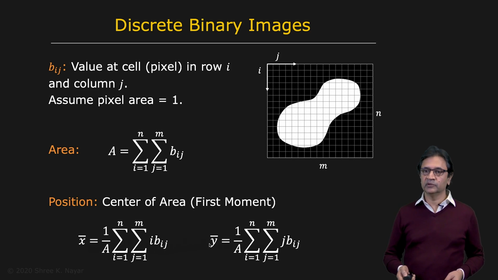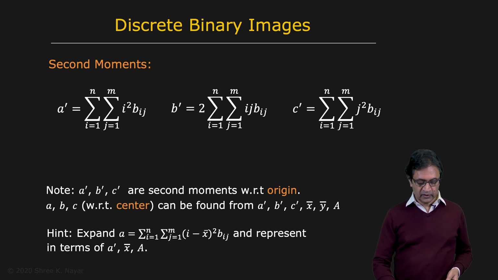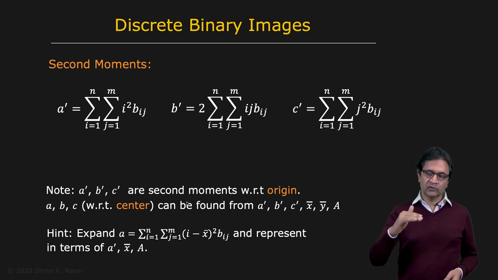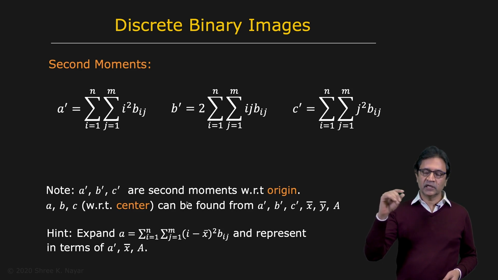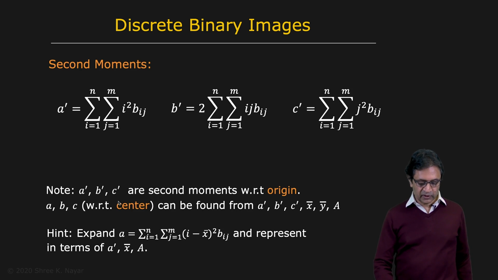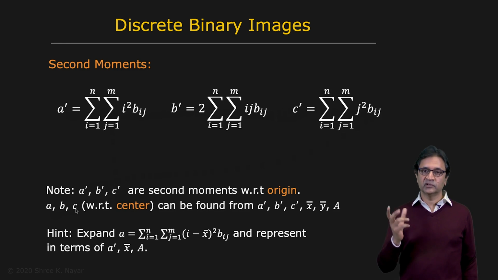And finally, we can also compute the second moments very easily. Even if you don't change the coordinate system to the center of the object, you can simply go in there and use the origin itself of the image and essentially compute these second moments, A prime, B prime, and C prime, where you have i squared b, you have ij b, and j squared b. And from A prime, B prime, and C prime, you can always compute A, B, and C, which are the moments with respect to the center of the object.